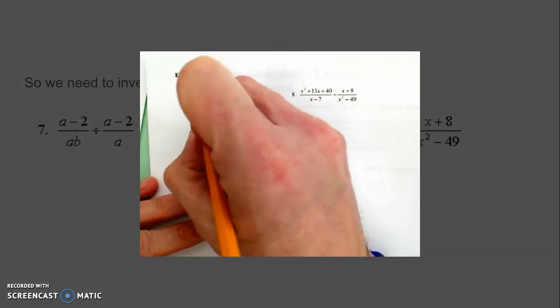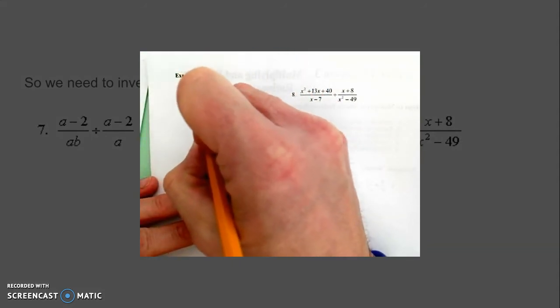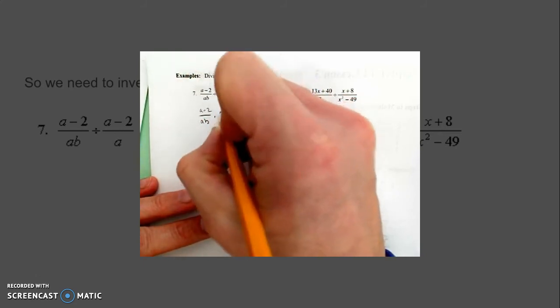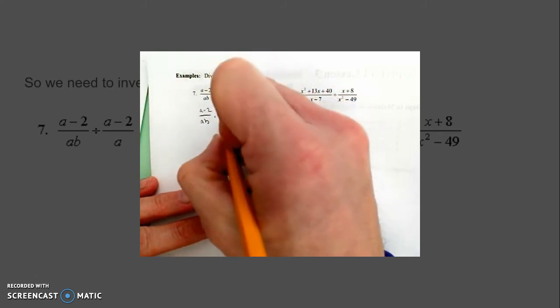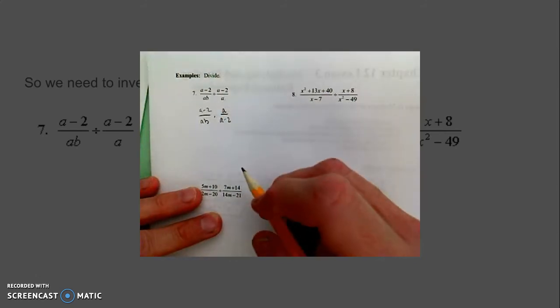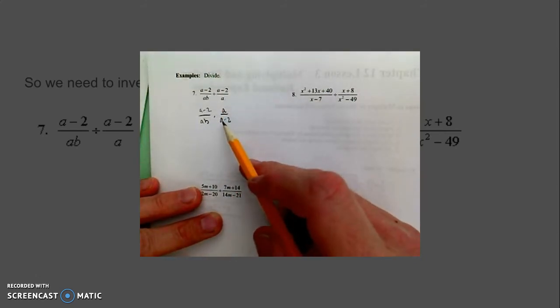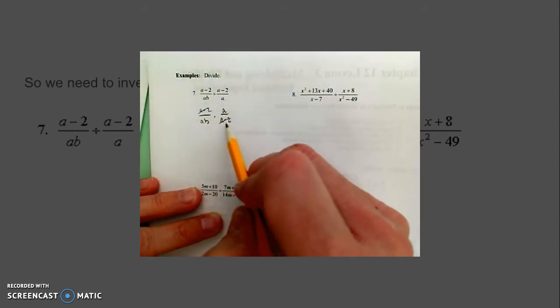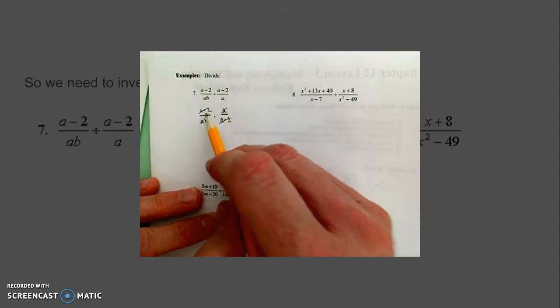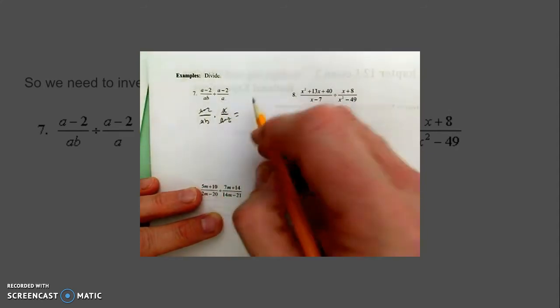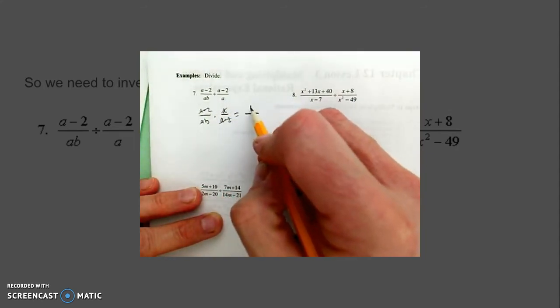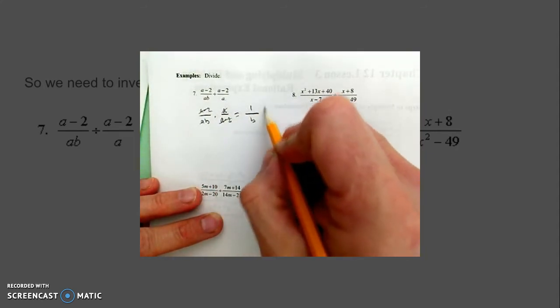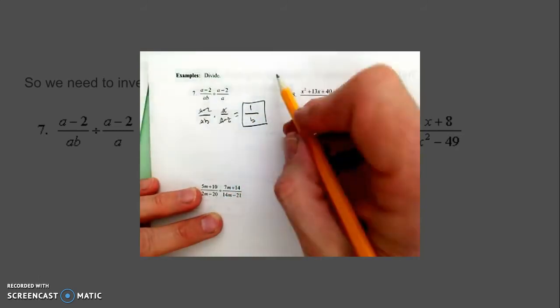So the first thing we need to do here is invert the second fraction. So a, the denominator, becomes the numerator, and a minus 2 becomes my new denominator. And so now a minus 2, those factors I can divide out. I have a pair for my a. So remember again, I've divided out all the factors in the numerator. That leaves a factor of 1. And my denominator is b.